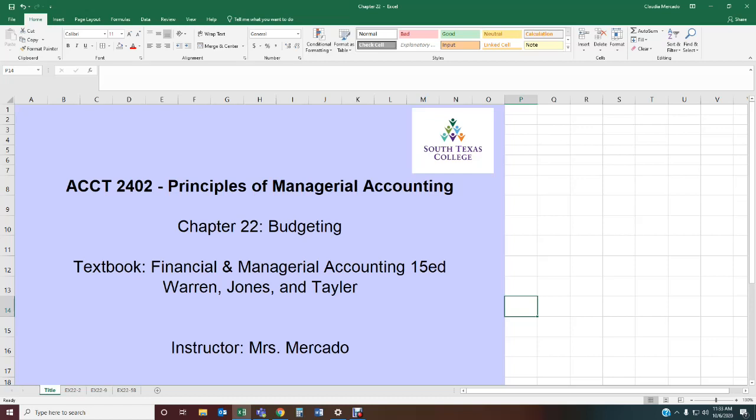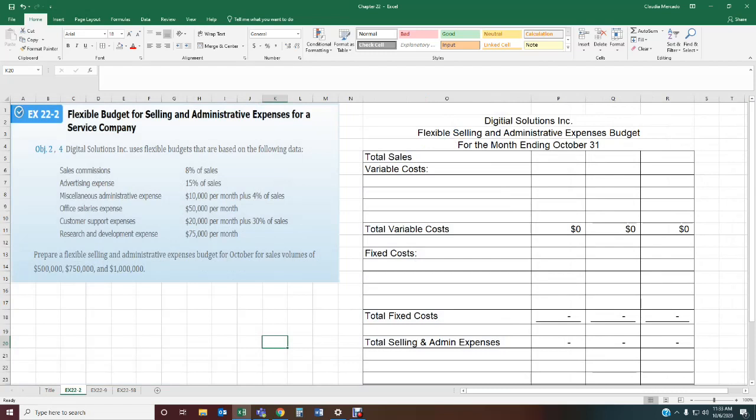I'm going to go over a problem. The first problem that I'm going to be covering is exercise 22.2 of chapter 22. Remember, it is the student's responsibility to read the chapter before they attempt the problems. I am not going to cover the content. I'm just going to cover the problem-solving aspect of the lecture. Exercise 22.2 deals with flexible budgets for selling and admin expenses for a service company.